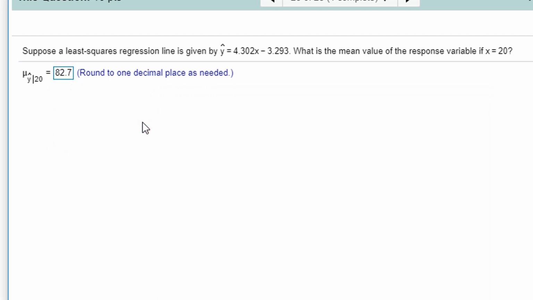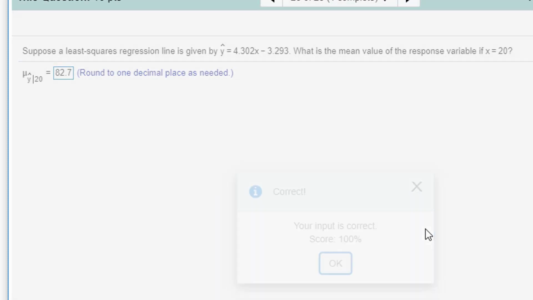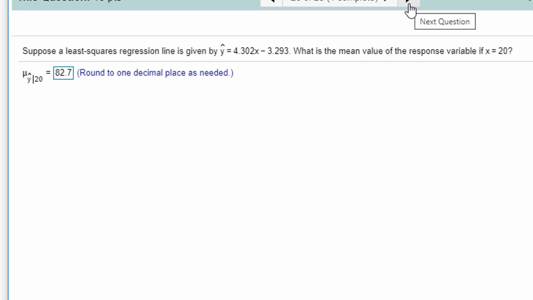82.7. That's it. So let's check our answer. It's 100% correct. That's great. So that's all it is. If you're asked to predict using a linear model, you just plug in your x value and see what you get. Of course, if you have a more complicated linear model, like a multiple regression, it's a little more complicated. But basically, you just plug in all the variables in the expression, and then you'll see what it comes out to be.